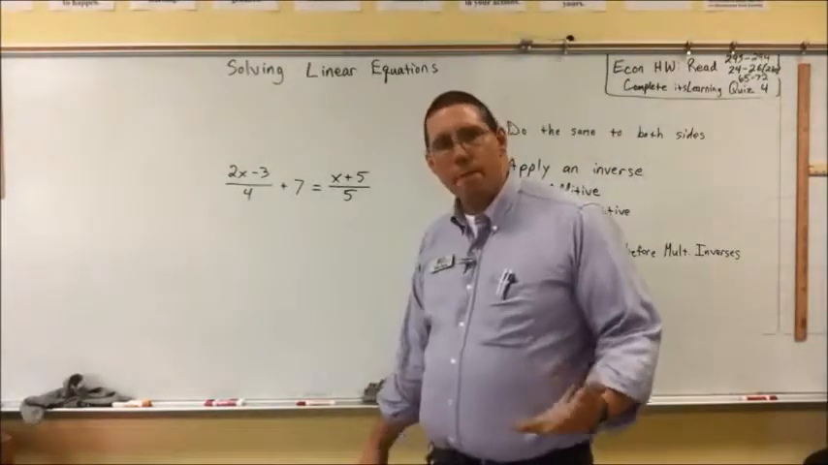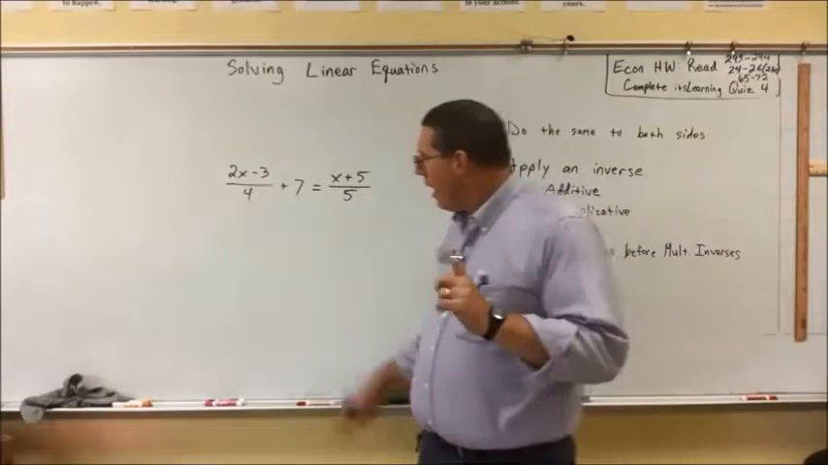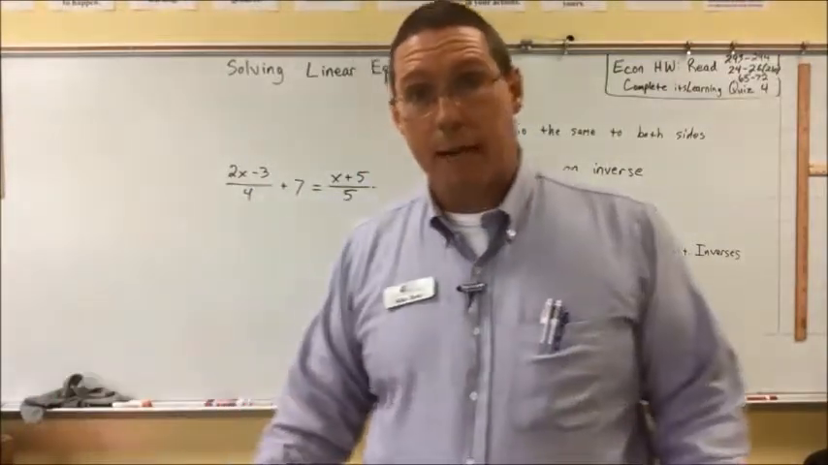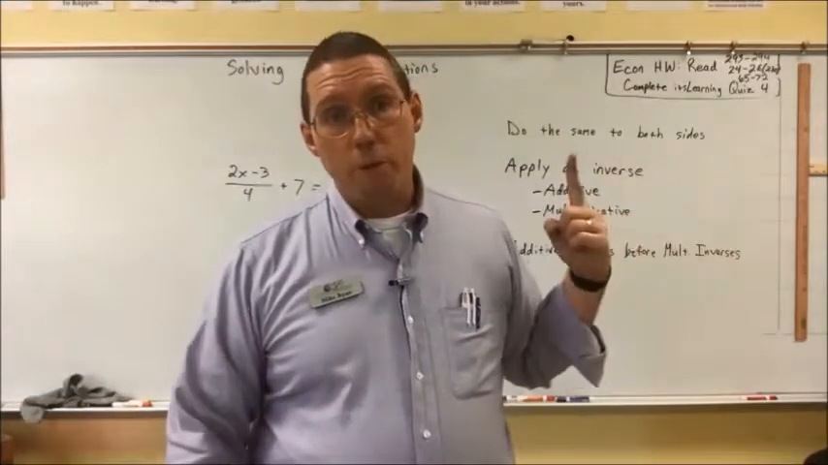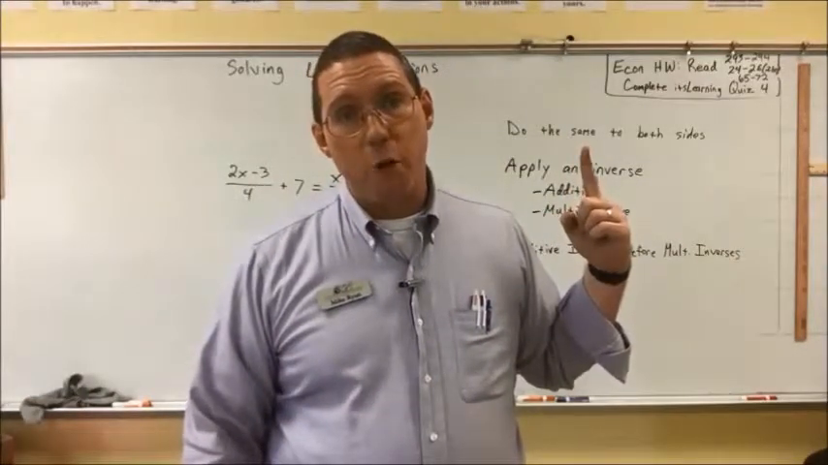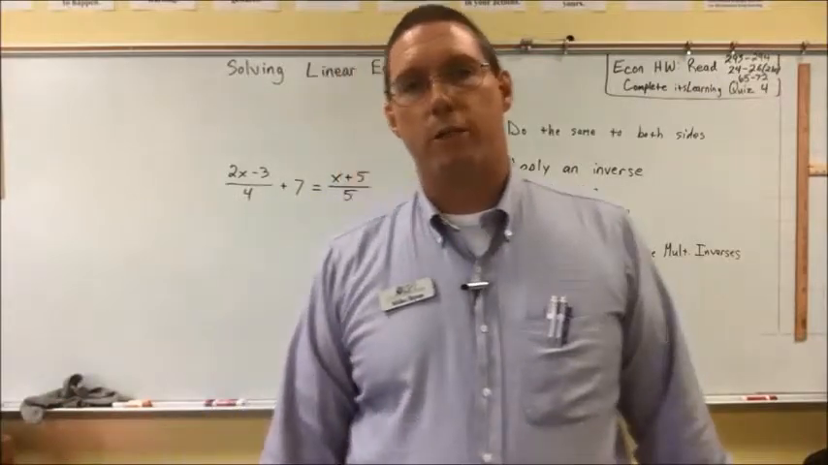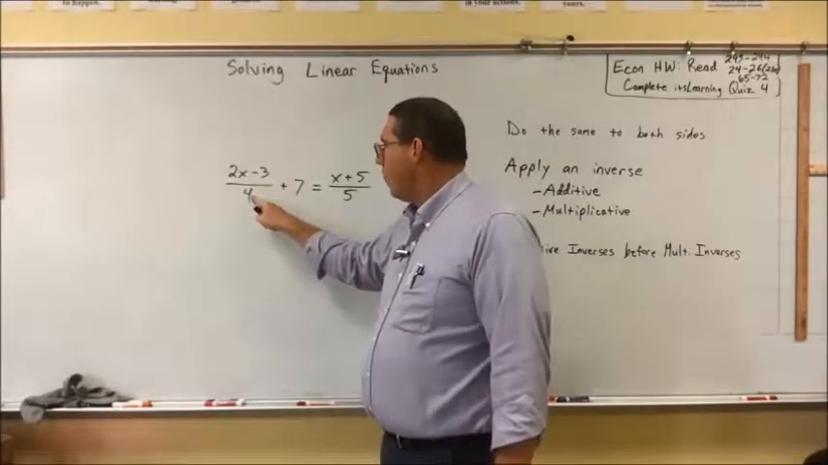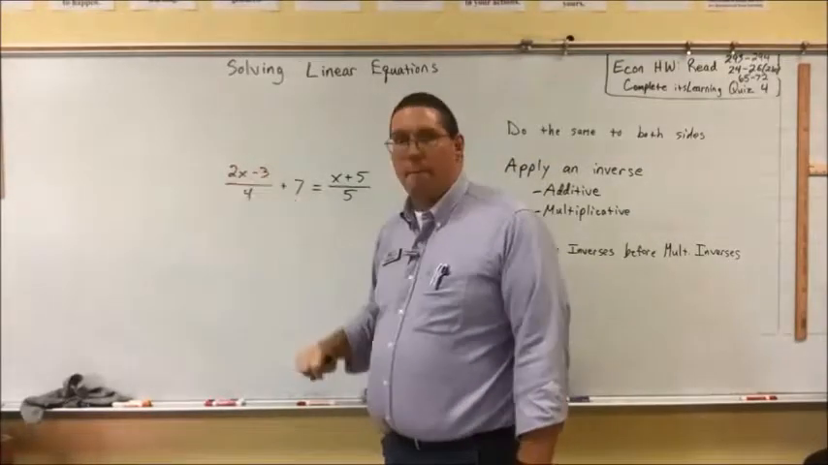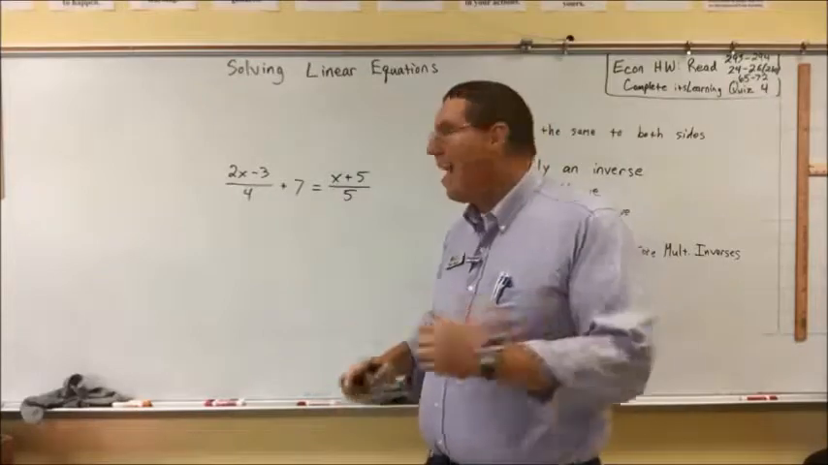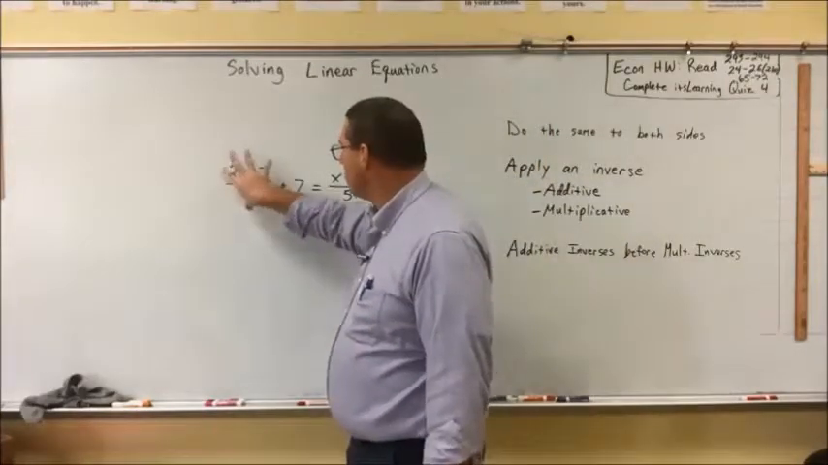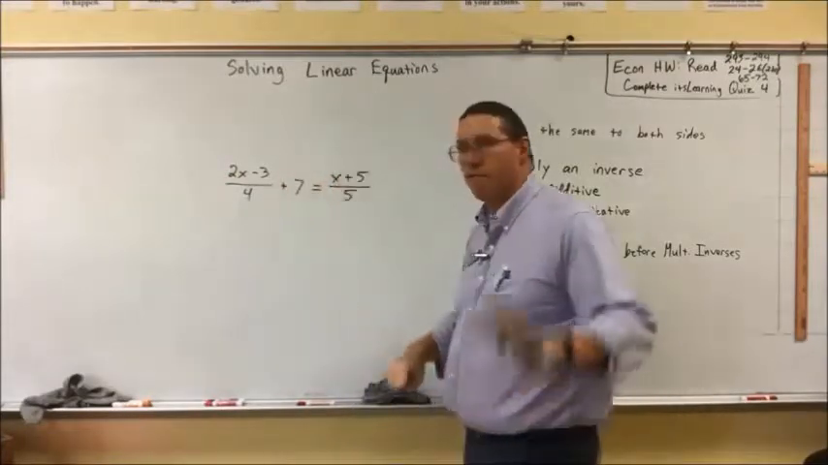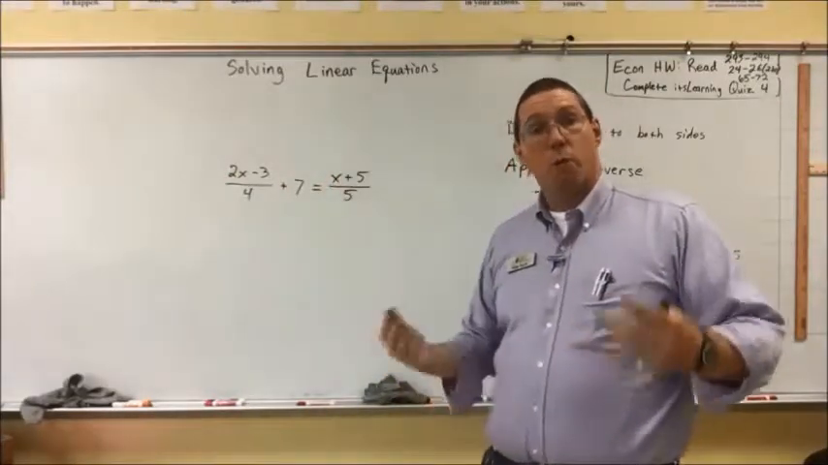I don't know if you remember me saying just a few minutes ago that the way that you cancel a denominator is by multiplying by that denominator. But there's also a rule in algebra that says that whatever you do to one side of an equation, you have to do to the other side of the equation. So we want to cancel this denominator of 4, so we're going to have to multiply by 4. But we have to multiply each term by 4. We have to multiply this fraction times 4, the 7 times 4, and this fraction times 4. So that's what we're going to do.